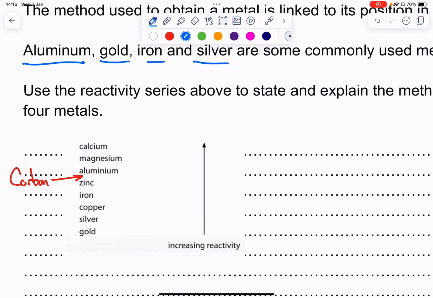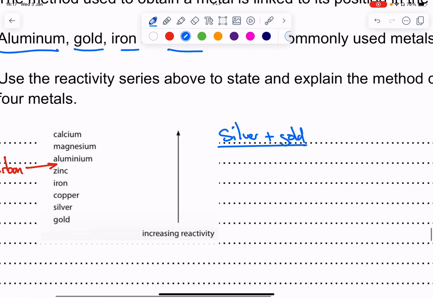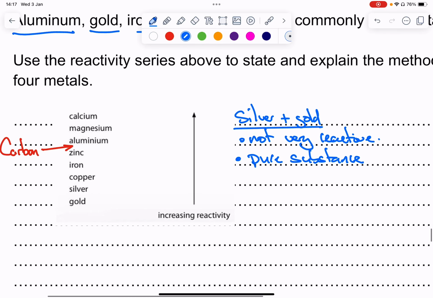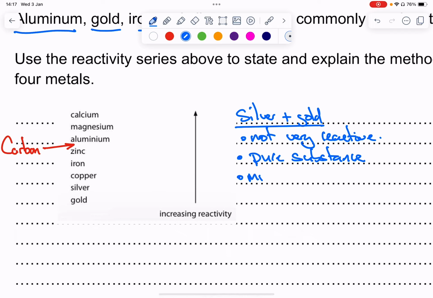Let's deal with the silver and gold first, because they're right at the bottom of the reactivity series. So we can say here that these are not very reactive. They're right at the bottom of the list, therefore they're not very reactive. And that means we find them as pure substances. So we can find gold and silver just as gold and silver. They're not combined with any other element because they're unreactive. And therefore, all we have to do is just mine them and then we can use them. Okay, we don't have to do any processing.